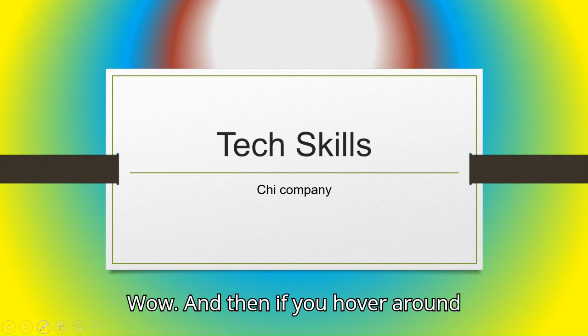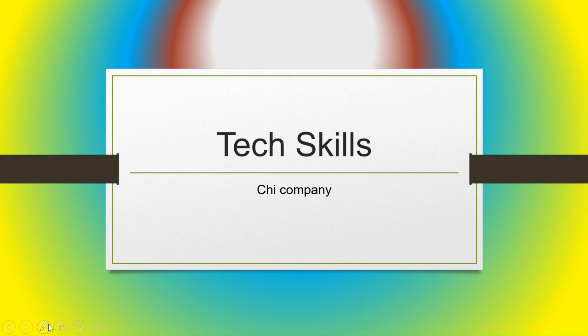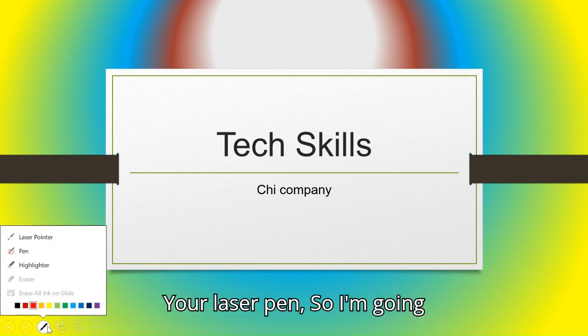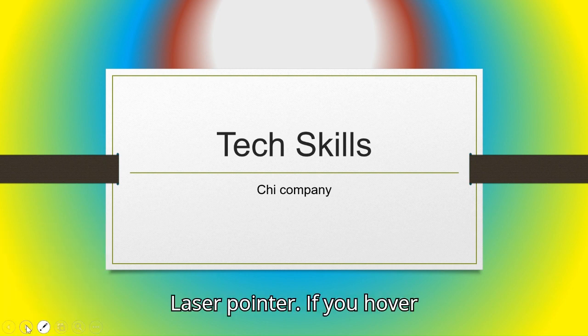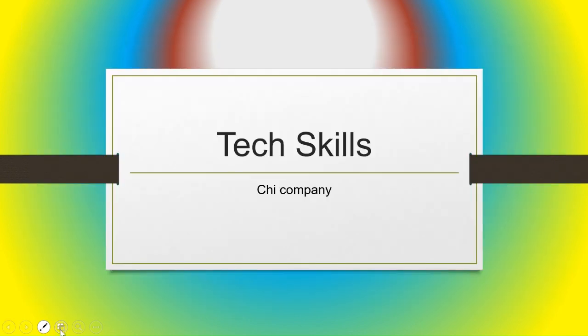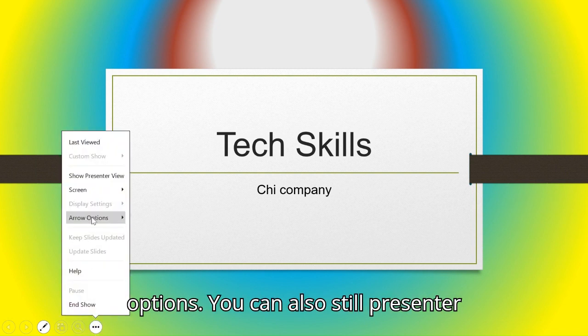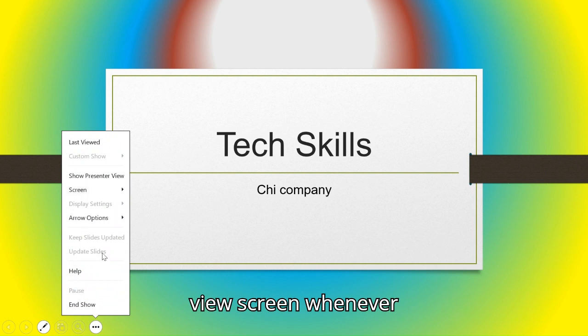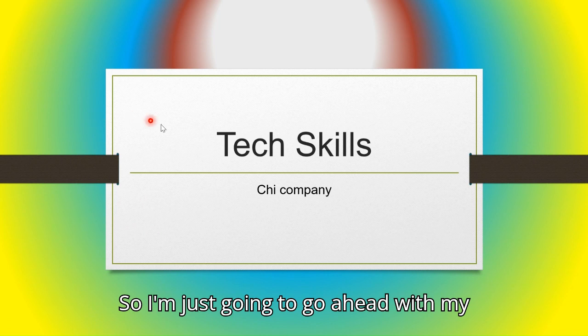And then if you hover around down below the slideshow, you will see your laser pen. So I'm going to choose laser pointer. If you hover around here, you see play. You can play it from here. You can zoom out or zoom in. Then options, you can also set presenter view, however you want it to be displayed. So I'm just going to go ahead with my slideshow now.